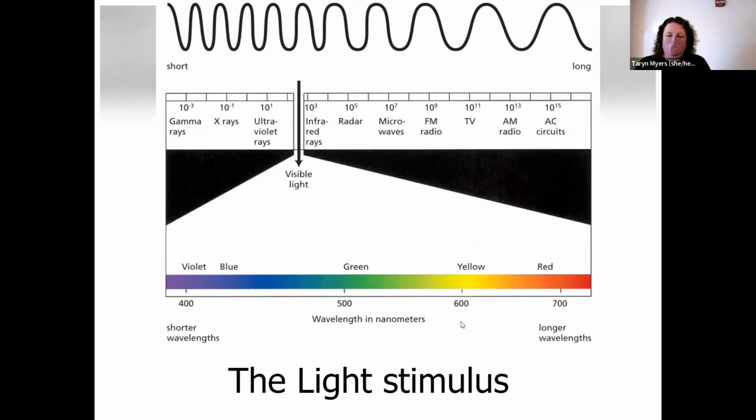So light itself, or at least visible light, is just a very small portion of all of these existing wavelengths that include things from gamma rays up to AM radio.